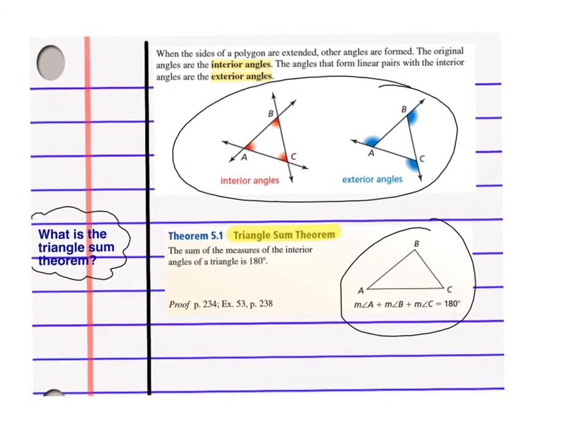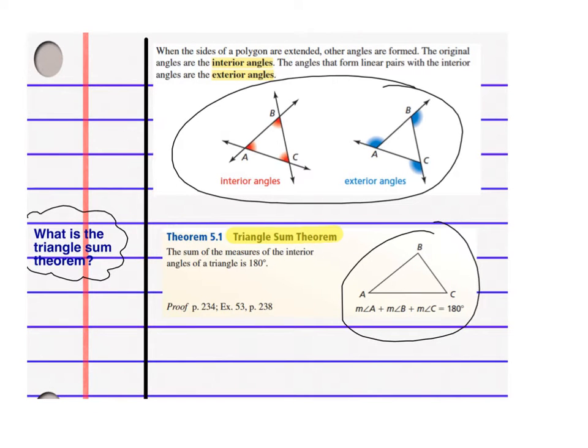All right, we have some vocab. Again, you don't need to write everything down. Interior angles, you could just draw the picture. Interior would be inside, those red 3 angles. Exterior would be outside, those blue 3 angles. So you extend the lines of your triangle, and those are the exterior angles.